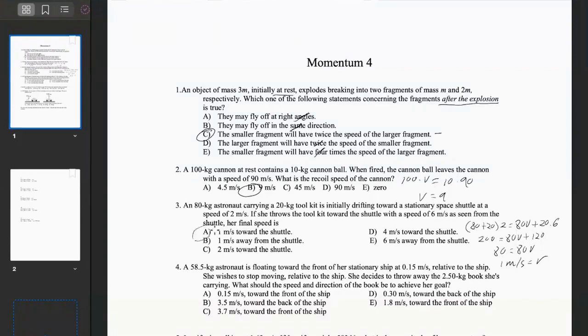So, number 4, 58.5 kilogram astronaut floating towards the front of her stationary ship at 0.15 meters per second relative to the ship. She wishes to stop moving relative to the ship. She decides to throw away the 2.5 kilogram book she's carrying. What should the speed and direction of the book be to achieve her goal? So she's going towards the ship. It's one big mass. She's going to throw it away from her, and then we're going to see how fast she's going to do that. If you're moving towards the ship at 0.15 and that's positive, that means if we get an answer that's positive, that will also be towards the ship.